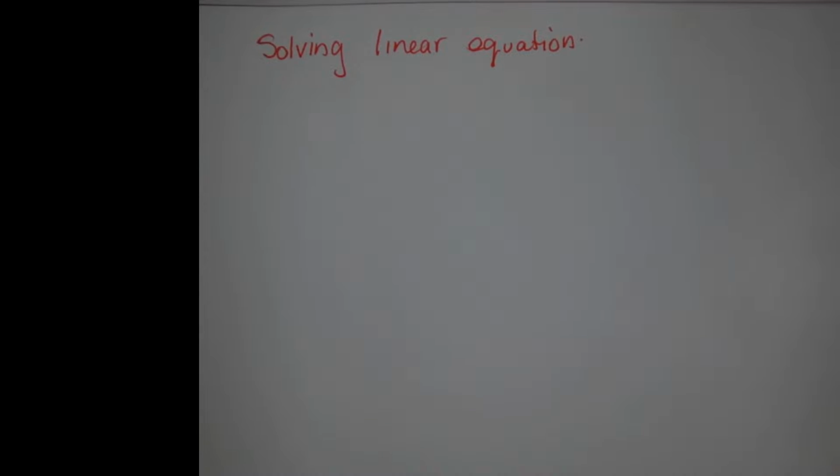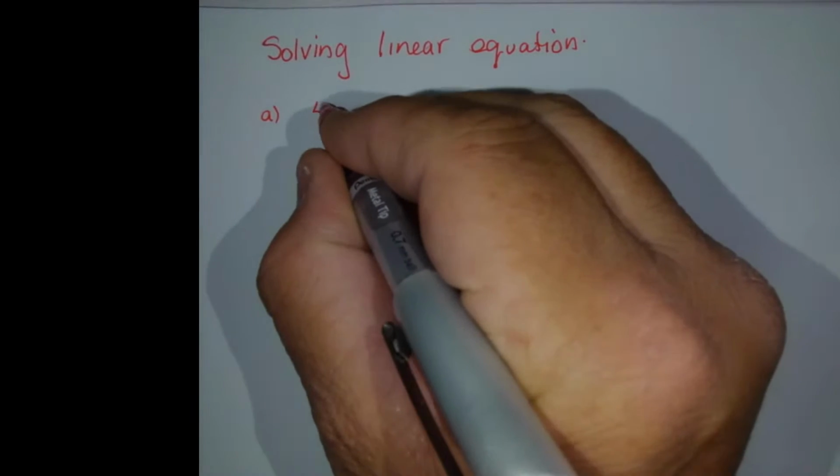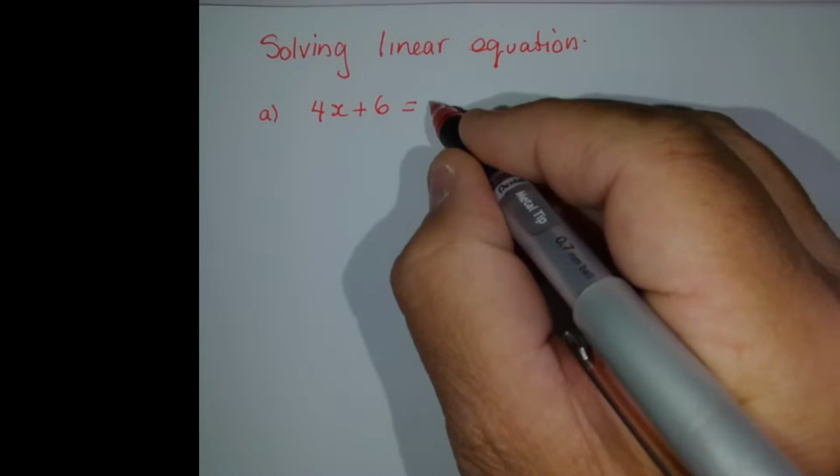Now a linear equation is identifiable because when you simplify your expression, you end up with an exponent for the variable that is 1. So let me give you an example of what a linear equation looks like. A linear equation in the simplest form perhaps that you will see looks something like this: 4x plus 6 equals 18.